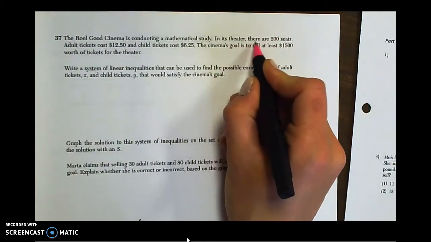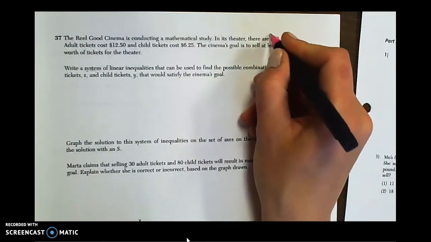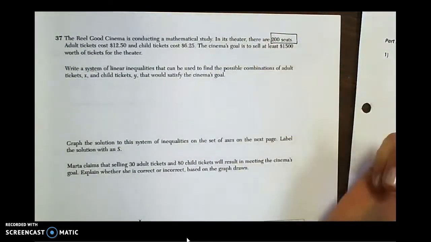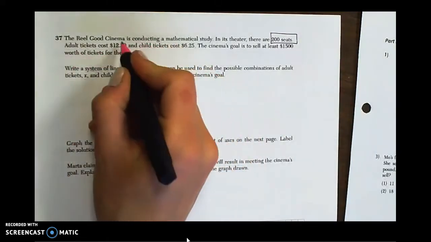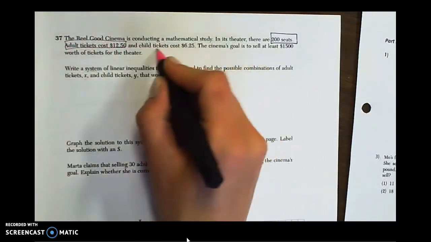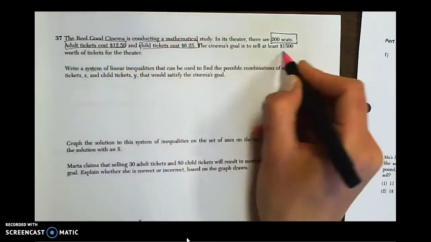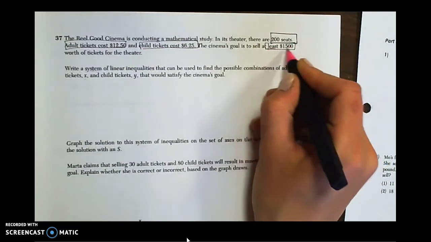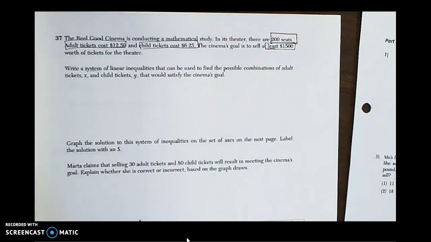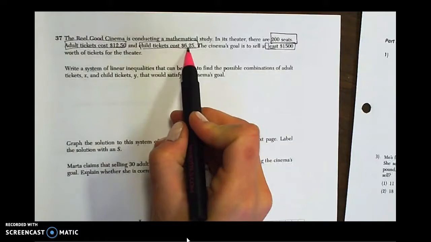So in the theater, there are 200 seats. So that's important. There's 200 seats. Adult tickets are $12.50. Child tickets are $6.25. And they need to sell at least $1,500. So right away, I see money, money, money.